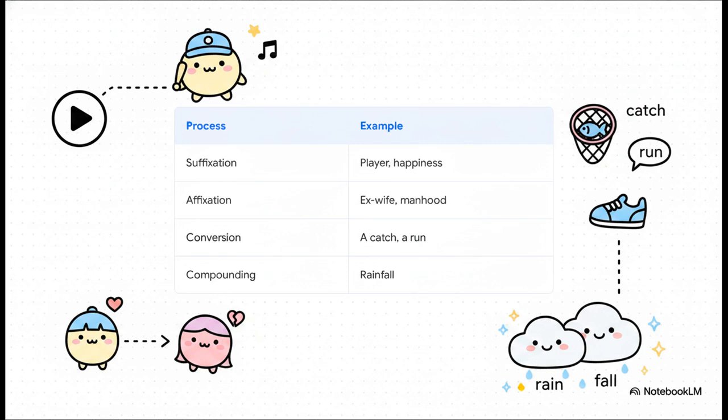Then we have conversion, sometimes called zero derivation. This is where a verb like catch gets adopted syntactically as a noun, a catch, without a single morphological alteration to the root. And finally, compounding. This fuses two totally independent lexical bases, like rain and fall, into an entirely new unified head, rainfall.